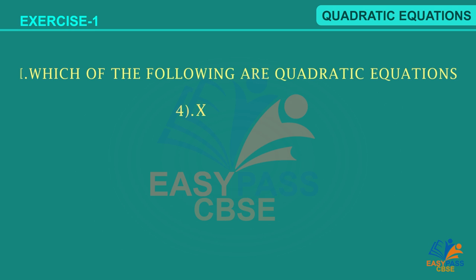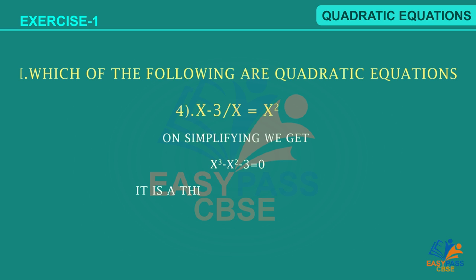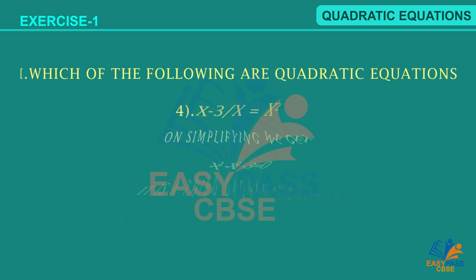Fourth one. x minus 3 over x is equal to x square. On simplifying, we get x cubed minus x square minus 3 is equal to 0. It is a third degree equation. So, this is not a quadratic equation.